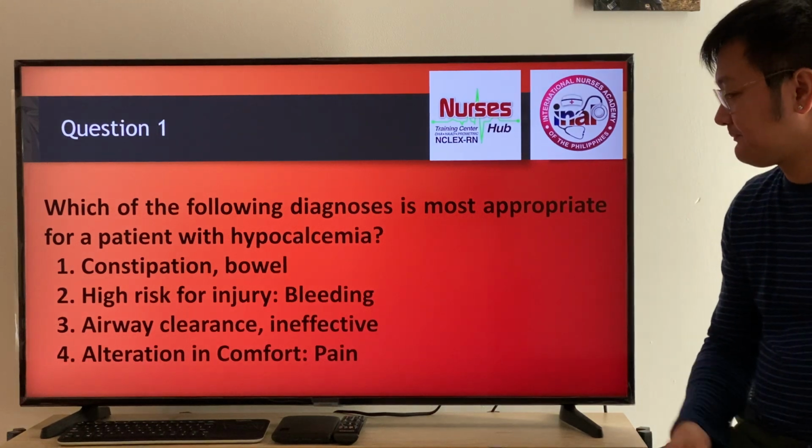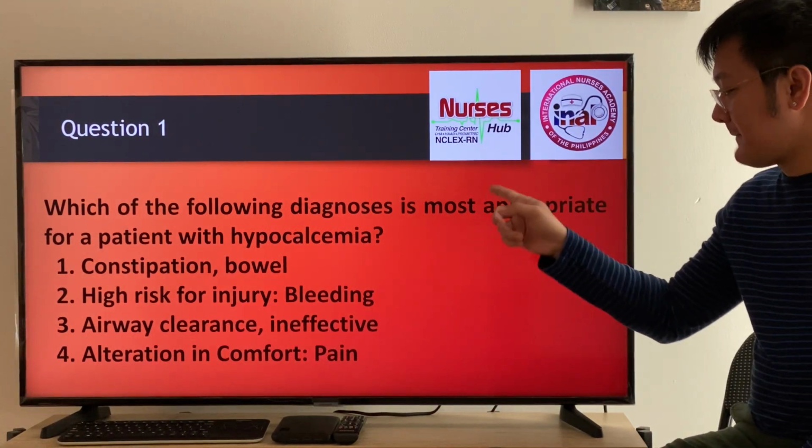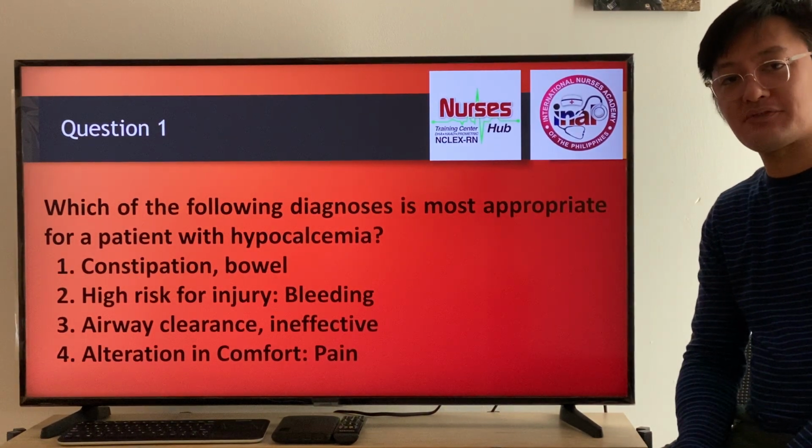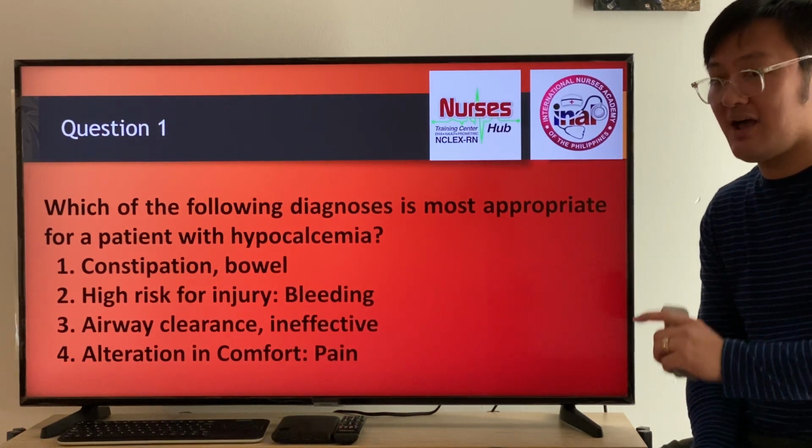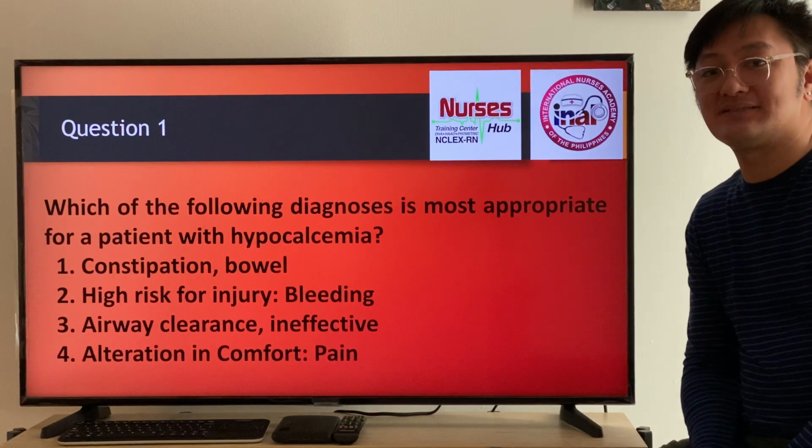Remember this always. If you encounter "most appropriate," do not forget that it could be that all options are correct, or two or more options are correct, okay? But you have to choose the best answer, okay?